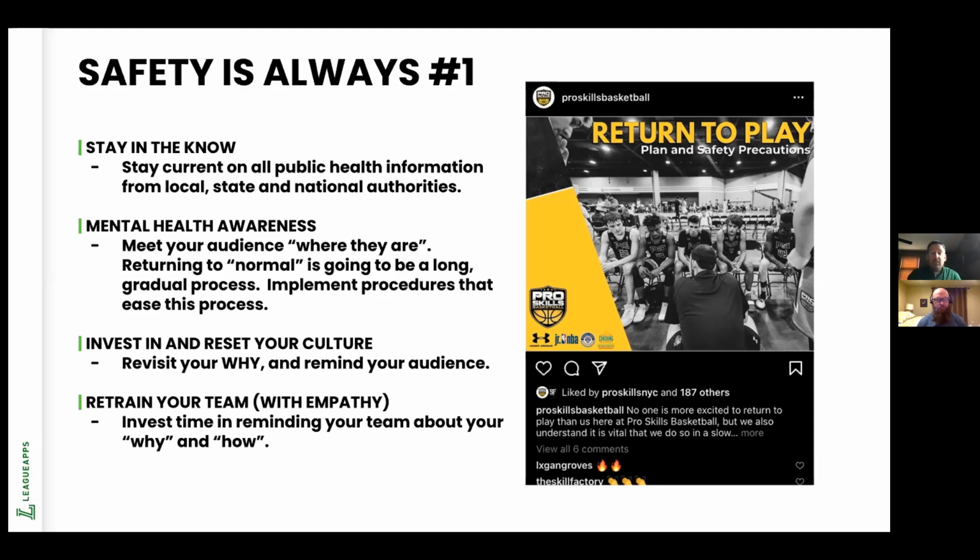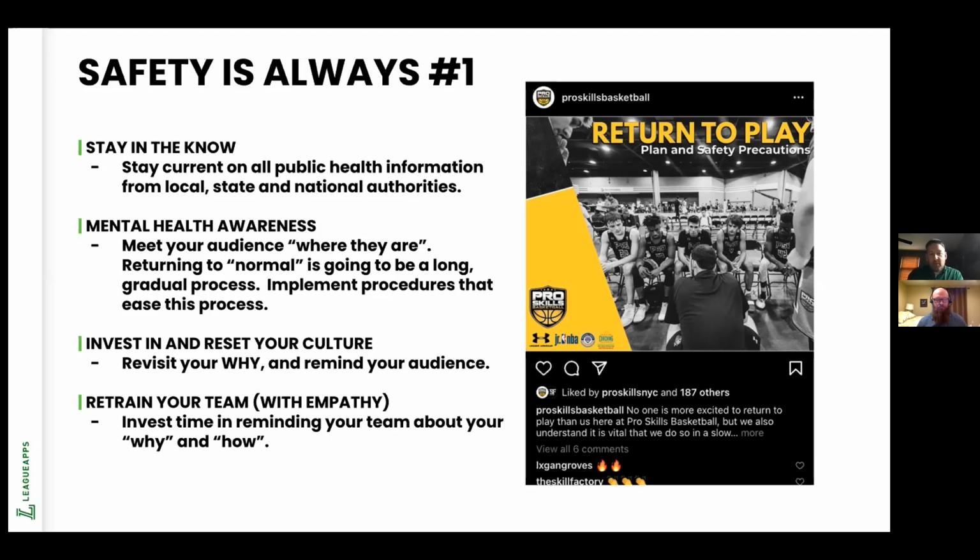And it's also very easy for your audience to forget why we do what we do. So this is a great opportunity before you relaunch to revisit your why, and also take that opportunity to remind your membership of why we do what we do. Remind them of the values we hold as an organization. Remind them of the vision we have for their participation in the program. Remind them what we expect of them when they're on the field and the responsibility we expect them to share in. This is a great time to invest that time, invest that energy into resetting and investing in your culture.